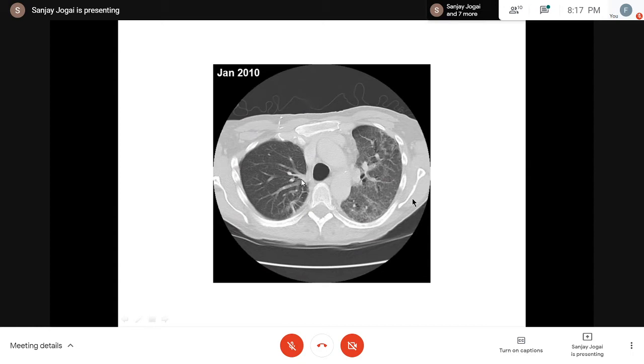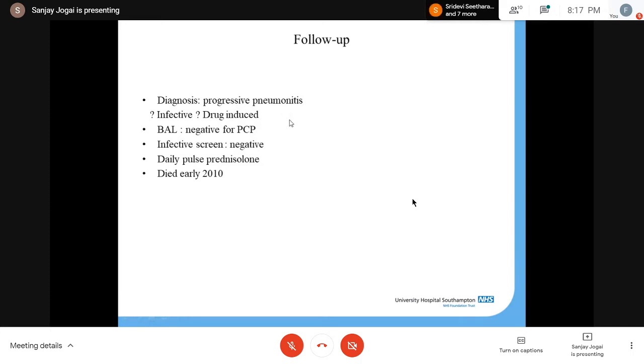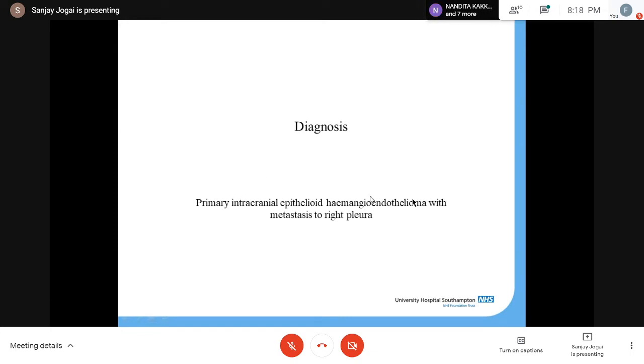In 2010, unfortunately, he presented with a quite aggressive looking CT, and basically he was diagnosed with progressive pneumonitis. They thought, could it be infective? Could it be drug induced? The infective screen was completely negative, and he died in 2010. So what this basically is, is a primary intracranial epithelioid hemangioendothelioma, which had metastasized to the right pleura.